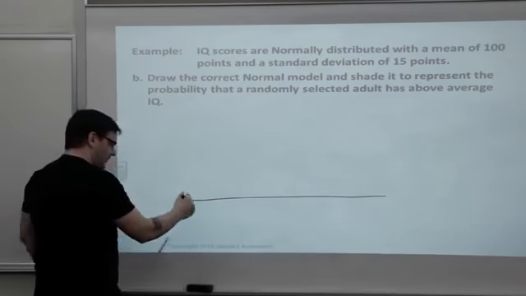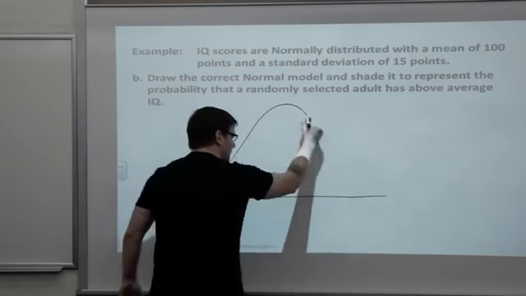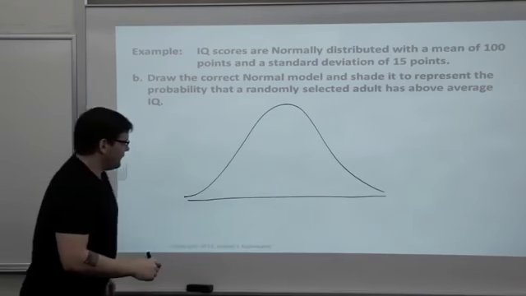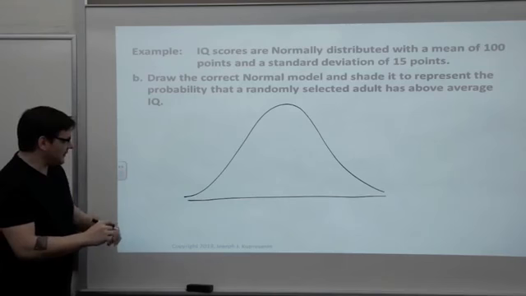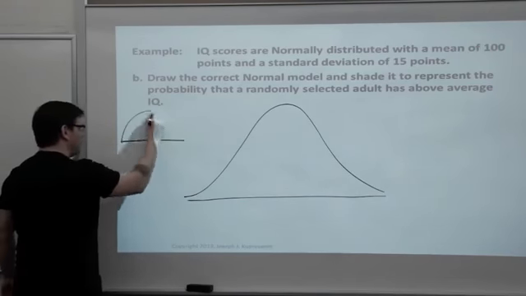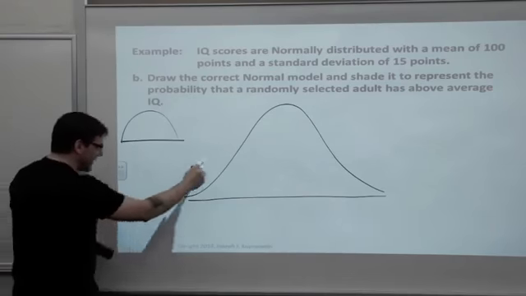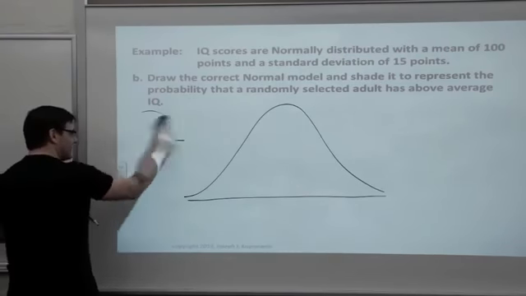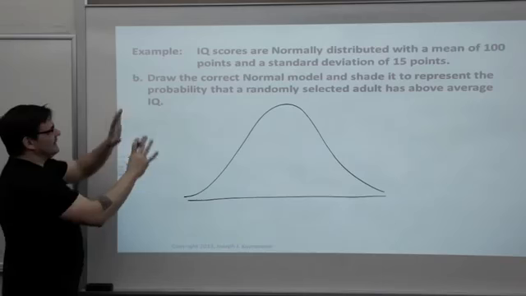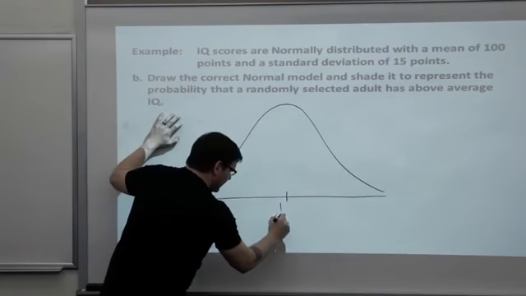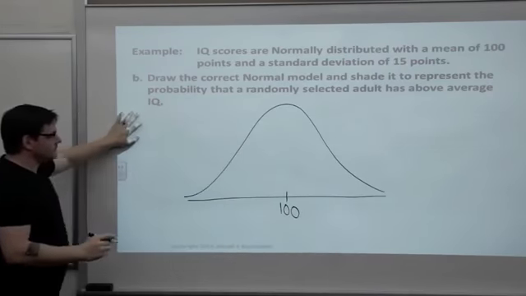If I'm drawing, put the horizontal line first, and then we'll sort of do that. Do your best. We're not going to grade you on your art, but one of my pet peeves is when I see one of these half moons here that is not a normal model. It needs to taper off. So please do not write that one. The mean is 100. We put 100 right in the center.